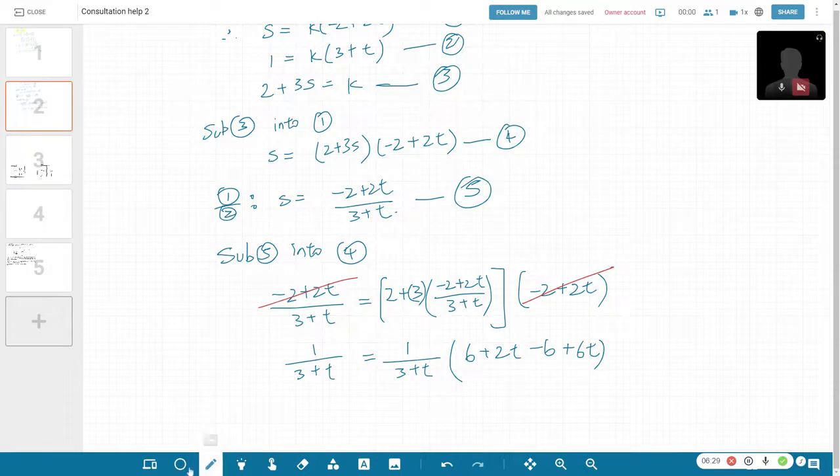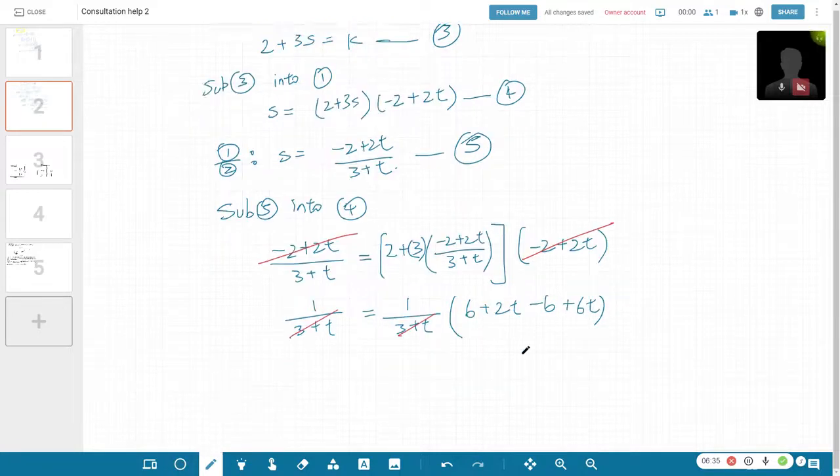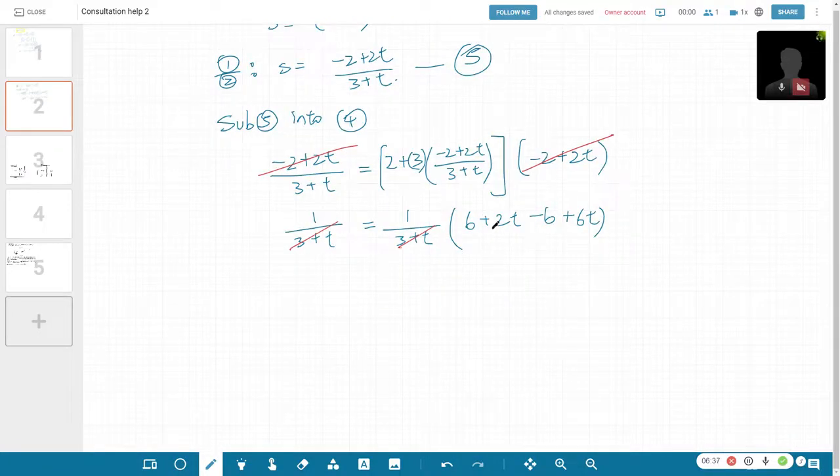Okay, so again, we can cancel this. This will be 1. So we are left with, okay, the 6 will cancel out as well. So we are left with 8t equals to 1 and t equals to 1 over 8. Okay, so t equals to 1 over 8.